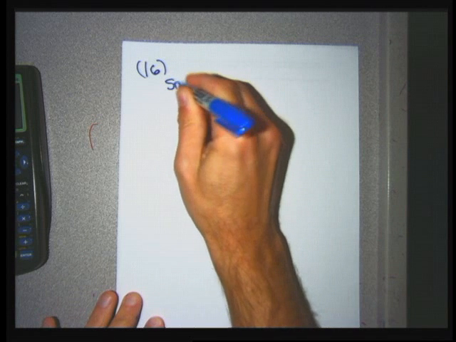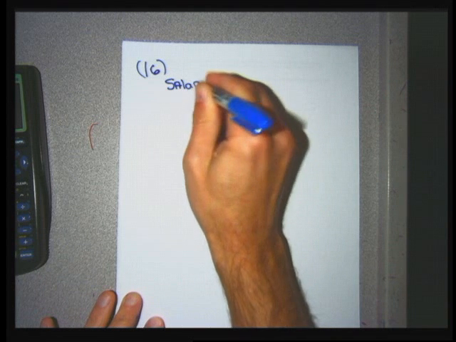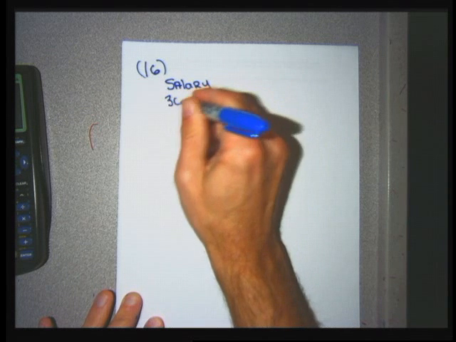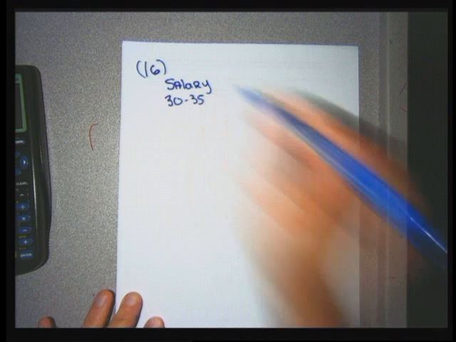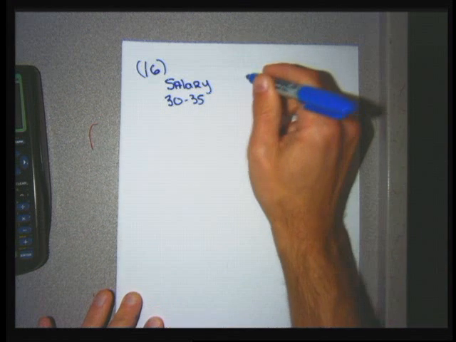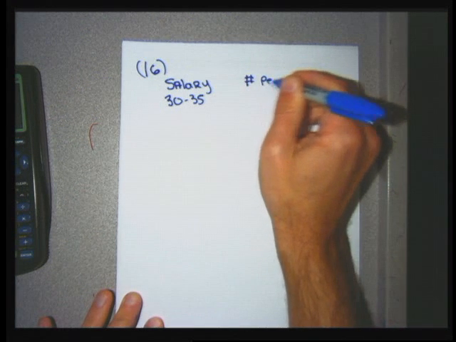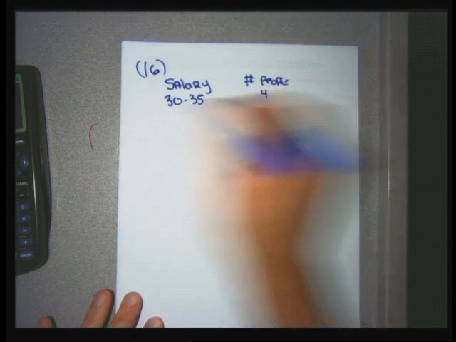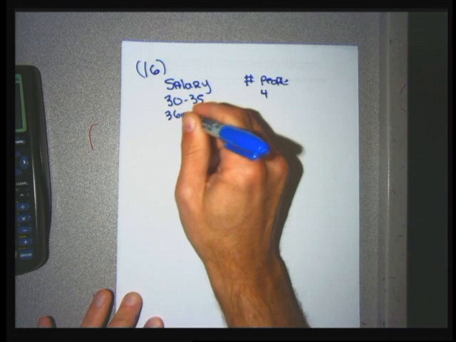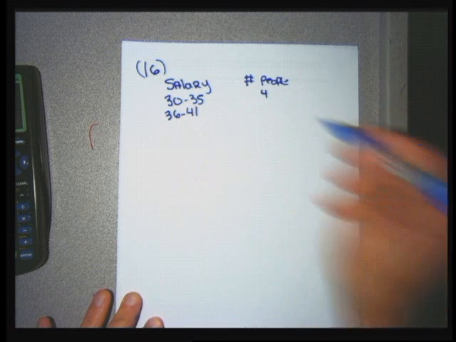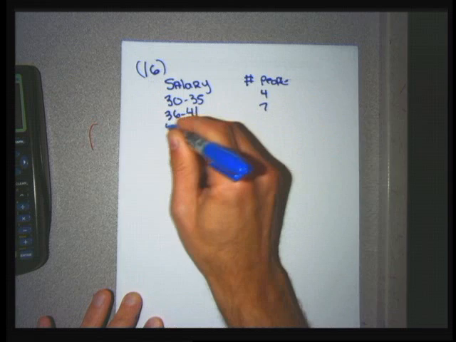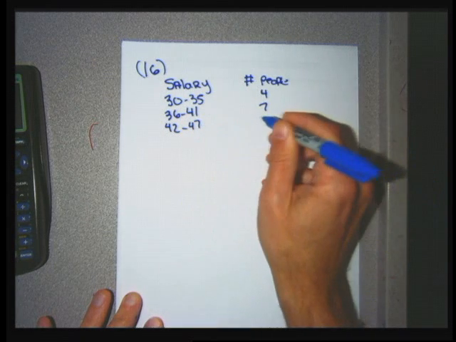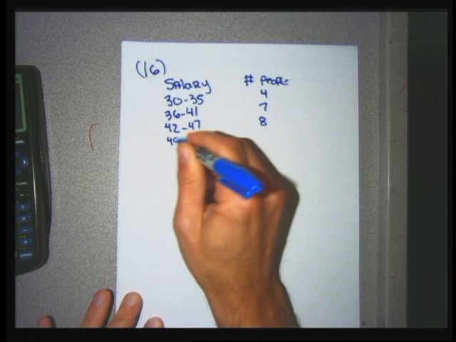The table from problem 16 has one column that said salary, and then I see 30 to 35, and then next to that it says number of people. So just in case you don't have your book right in front of you, this is the table that's in the book.